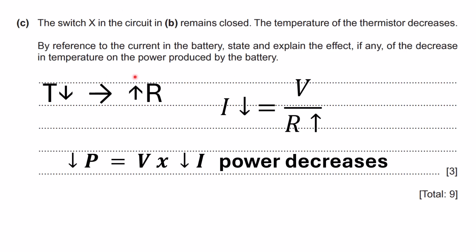Now the last question from this electricity problem. The switch X in the circuit in B remains closed. The temperature of the thermistor decreases. So right here I have some stuff for you. If the temperature decreases, then the resistance of the thermistor increases. So they are inversely proportional. By reference to the current in the battery, state and explain the effect, if any, of the decrease in temperature on the power produced by the battery.